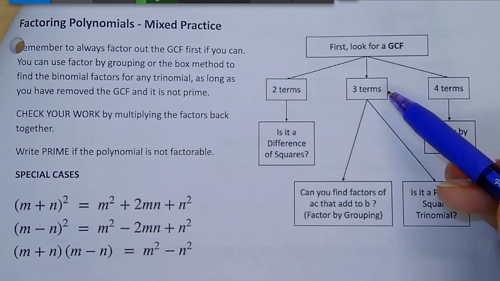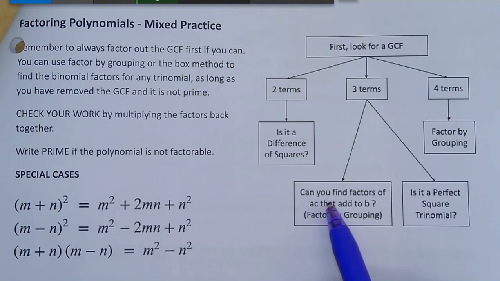Okay. If it had 3 terms, take a look at it. Can you find those factors of A times C that add up to be B? You can factor by grouping, or if you've learned the box method already, you can factor by box method.